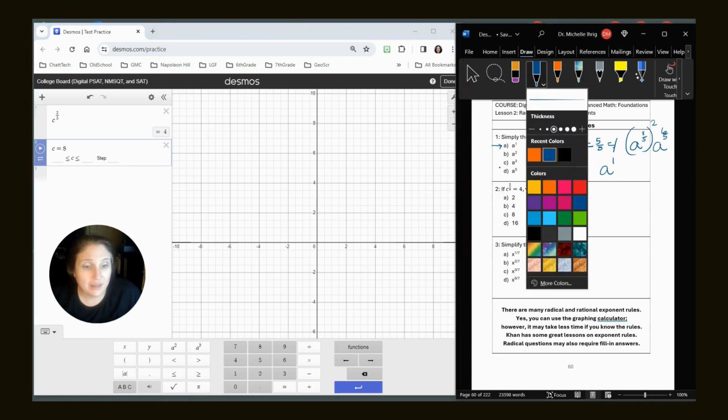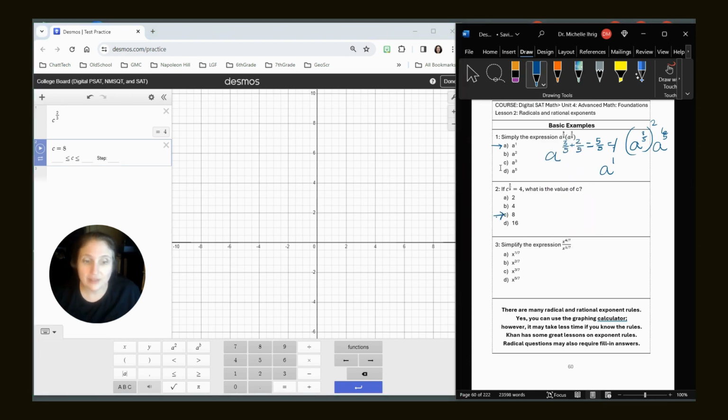Now, again, there's all different ways that we could do this and work backwards, but I'm telling you, this is the way to do it. The way that you would work backwards is you would do 4 cubed and then take the square root of that number.